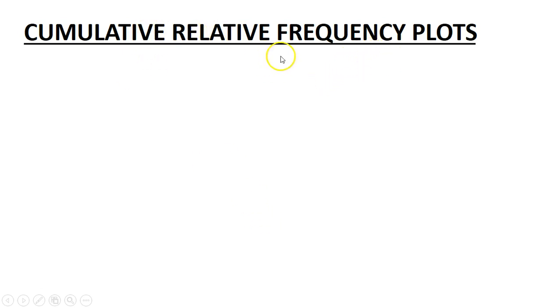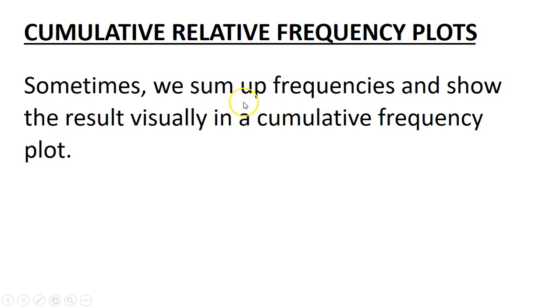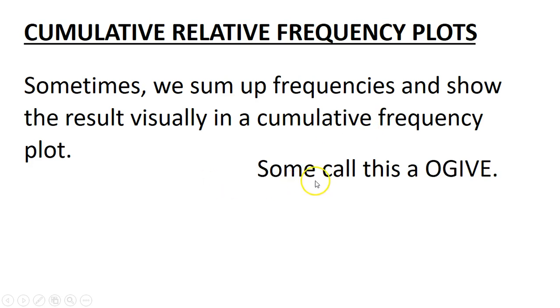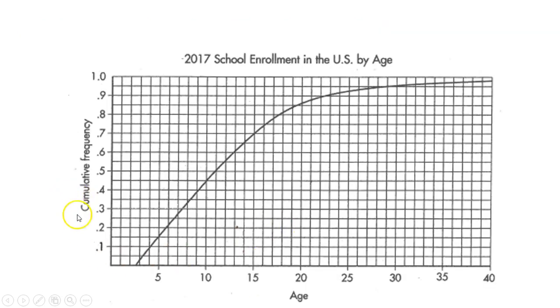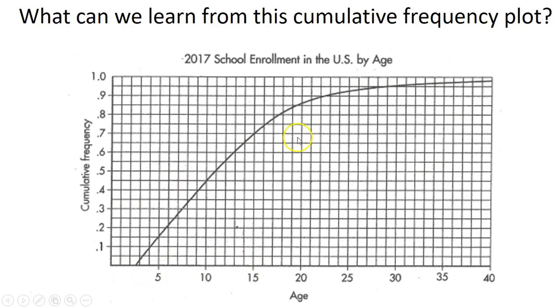Cumulative relative frequency plots. Sometimes, again, we sum up the frequencies and show the results visually in a cumulative frequency plot. Some call this an ogive. Take a look at one. The following graph shows 2017 school enrollment in the U.S. by age. Here you go. This is a cumulative frequency, right? So taking a look at that cumulative frequency over time, what can we learn from it?